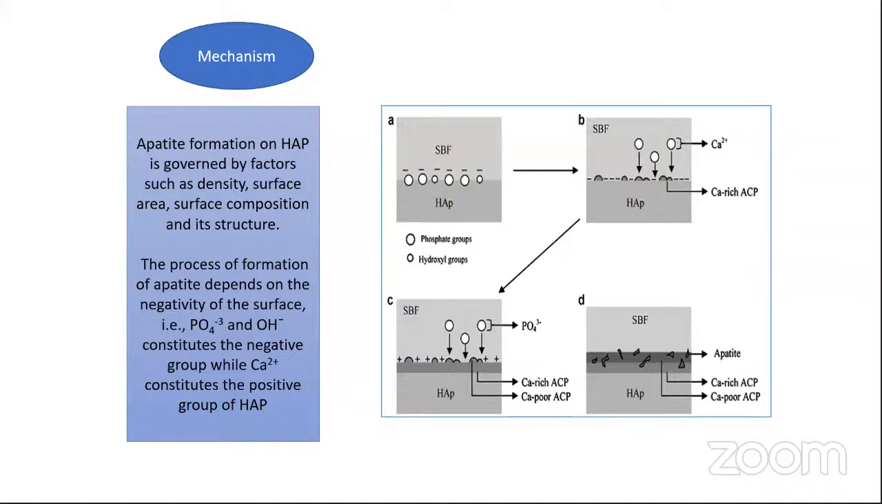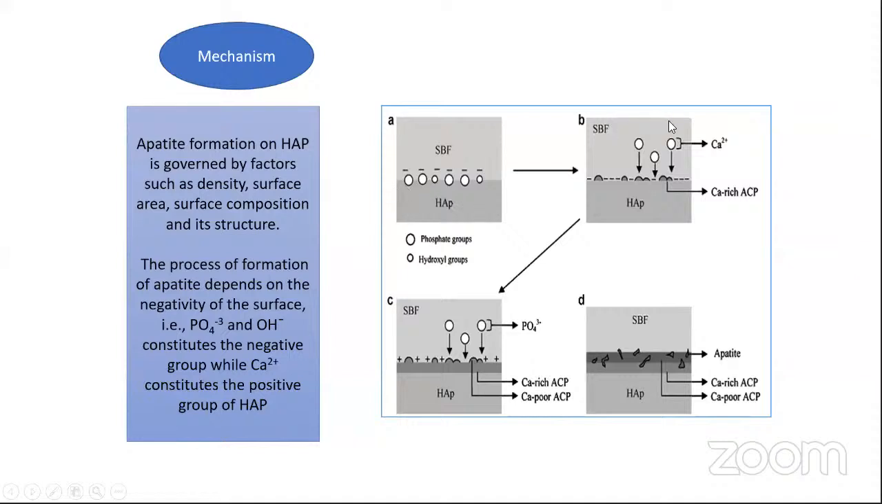Now, apatite formation from the inorganic synthetic body fluid is taking place. This apatite is an amorphous apatite. It's not a crystalline one. The amorphous apatite formation of hydroxyapatite is governed by many factors, such as density, surface area, surface composition, and structure. So here, the synthetic body fluid, and here it's shown that hydroxyapatite.